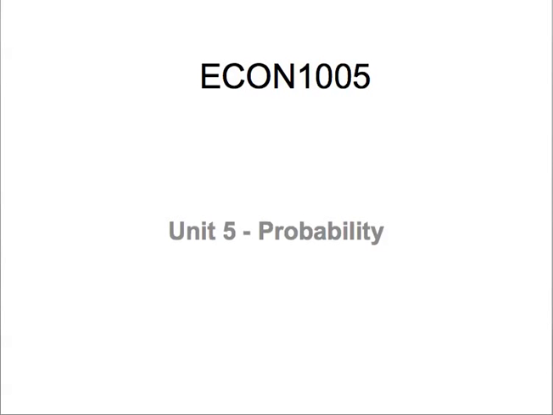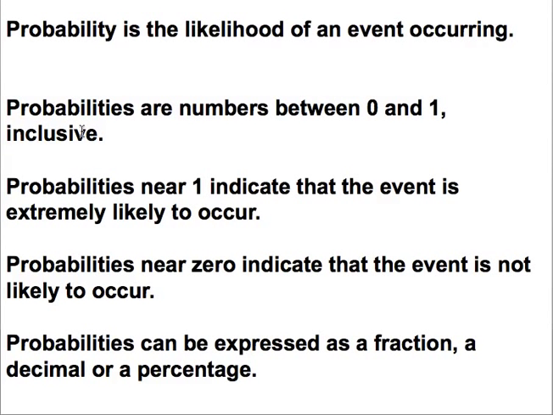Probability. A probability is the likelihood of an event occurring. Probability lies between 0 and 1 inclusive. A probability of 0 indicates that the event is not likely to occur, while a probability of 1 indicates that the event is extremely likely to occur.